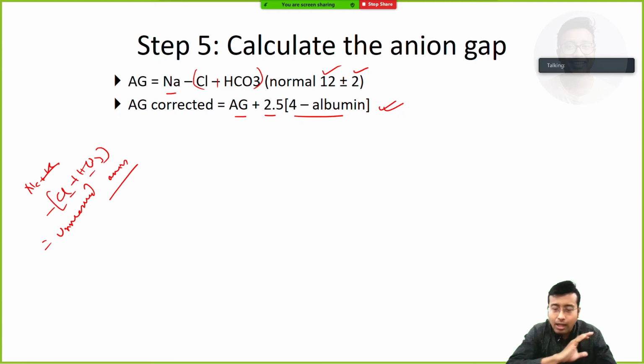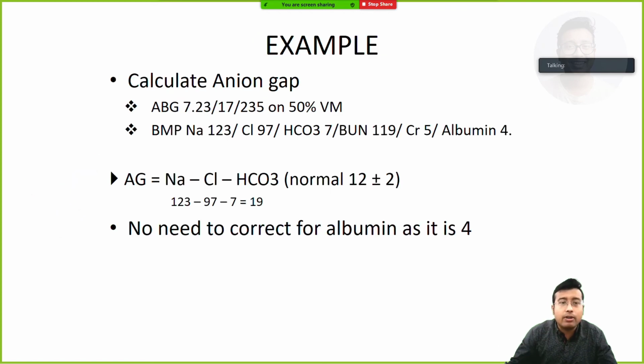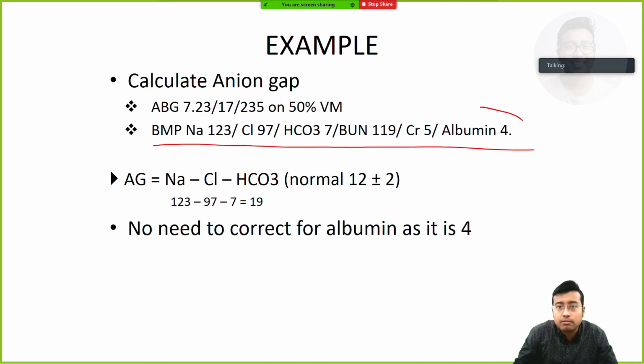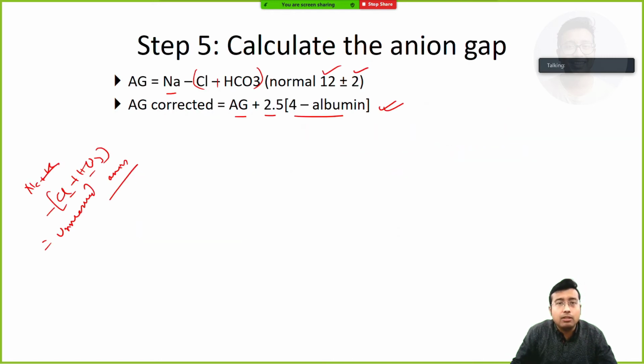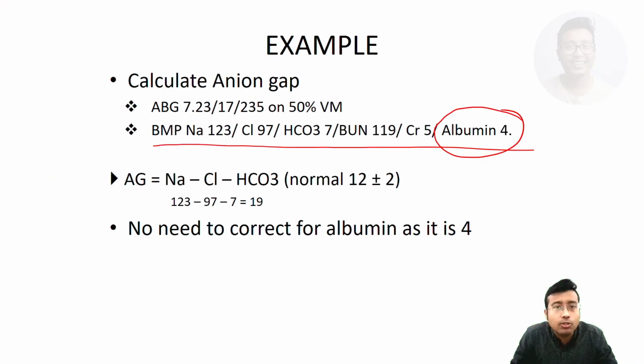Having said all that, over here we don't need to correct for albumin, because if you look at the first problem, our albumin over here is 4. So 4 minus albumin gives 0. So the corrected anion gap is equal to the actual anion gap. So what is the actual anion gap over here? Since we have calculated sodium, chloride, bicarbonate, the anion gap comes to 19, and an anion gap of 19 means it is a high anion gap.